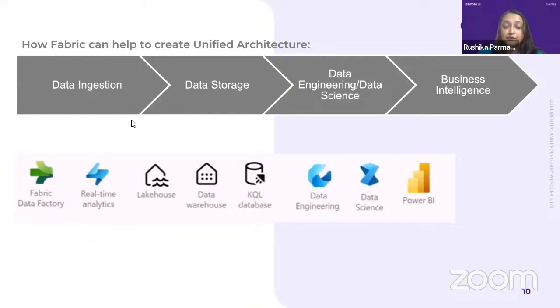But what we can see here is data ingestion can be done through Fabric Data Factory and real-time analytics. Data storage can be done through lakehouses, data warehouse, and KQL database. Data engineering and data science teams can use PySpark, R language, and Python through Notebook, and they can create ML models as per the need through the data engineering and data science segment. And BI, which is business intelligence, can be done through Power BI, where we can see the data, create reports from that, and make a concentrated dashboard to showcase it to the end user.